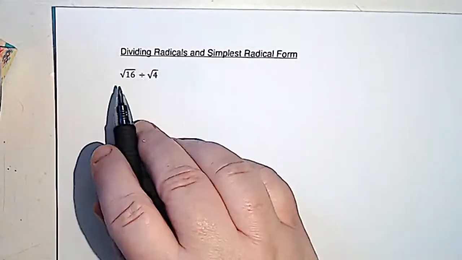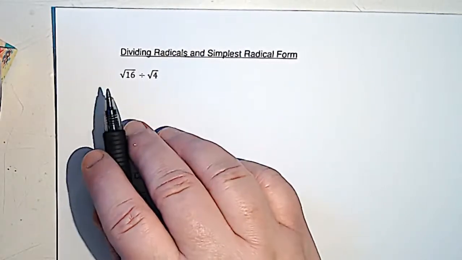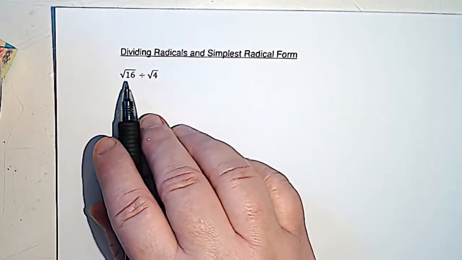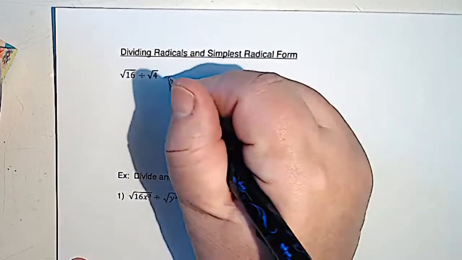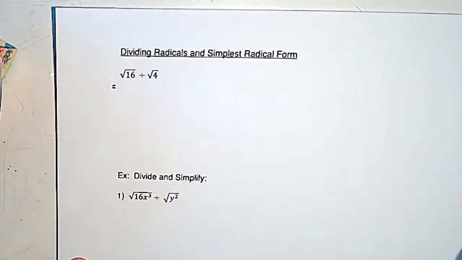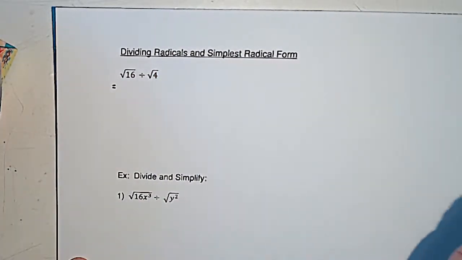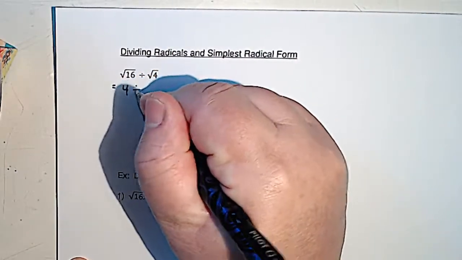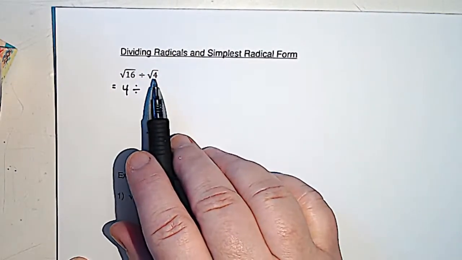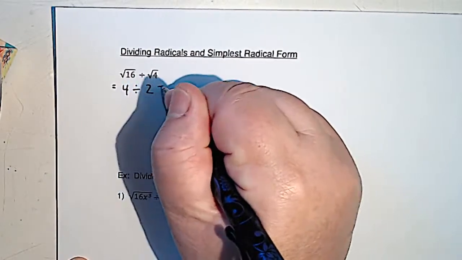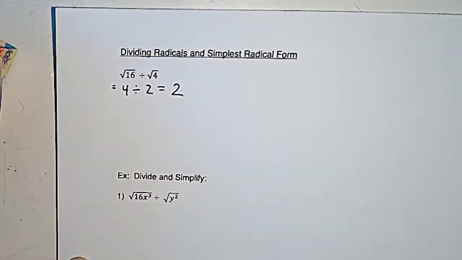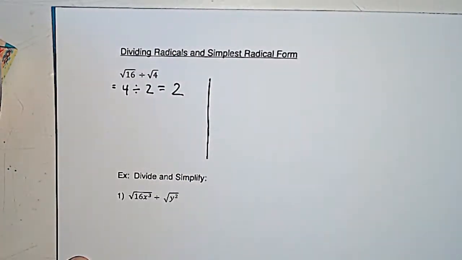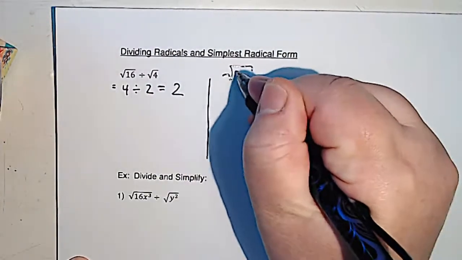So if I have radical 16 divided by radical 4, or the square root of 16 divided by the square root of 4, since each of these is easy to simplify, radical 16 or square root of 16 is 4. Radical 4 or square root of 4 is 2. It's pretty straightforward. Bam, we're done. However, that's not going to work most of the time.